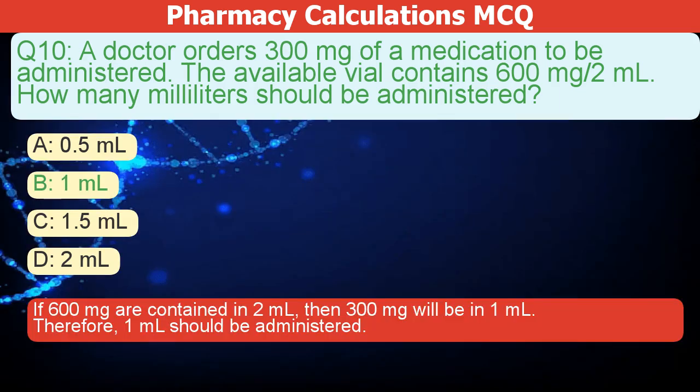The correct answer is B. If 600 milligrams are contained in 2 milliliters, then 300 milligrams will be in 1 milliliter. Therefore, 1 milliliter should be administered.